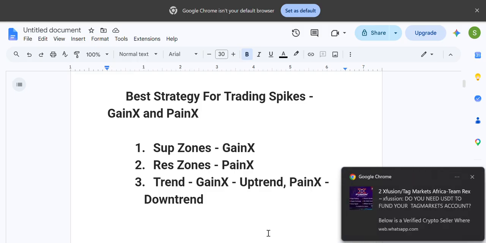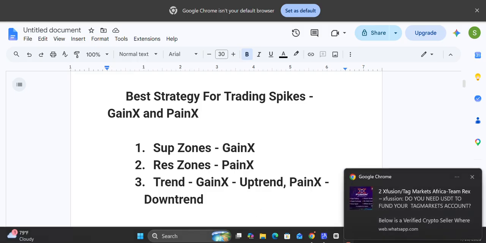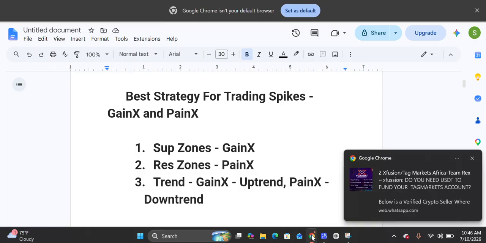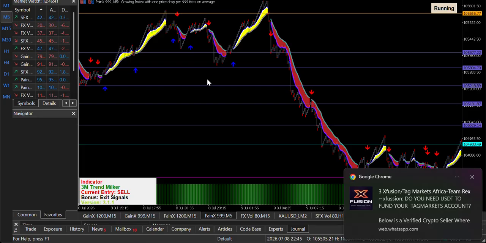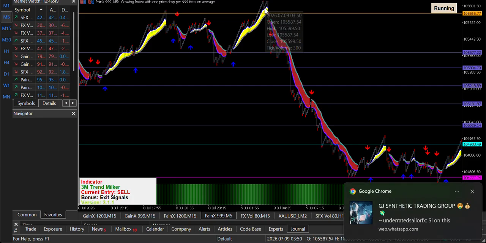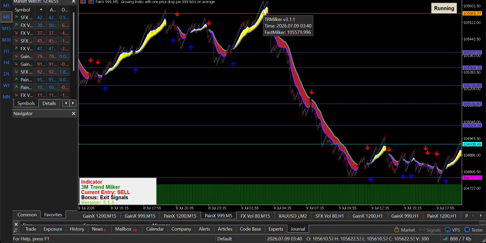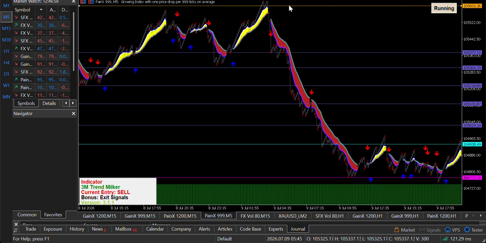Now let's go back to the chart and see what we can do right there. So guys, this is PainX 999. This actually got to the resistance zone at this point. Like I have told you, the resistance zone is where we are most likely to see spikes happen. You can see immediately it got to the resistance zone, it spiked.